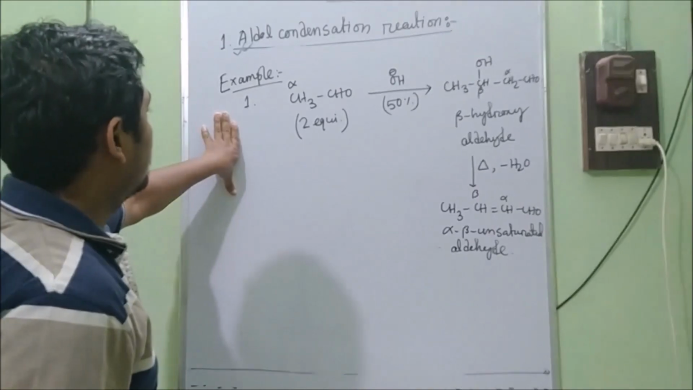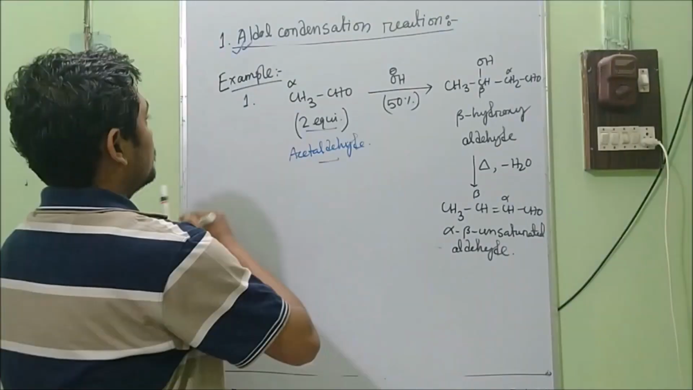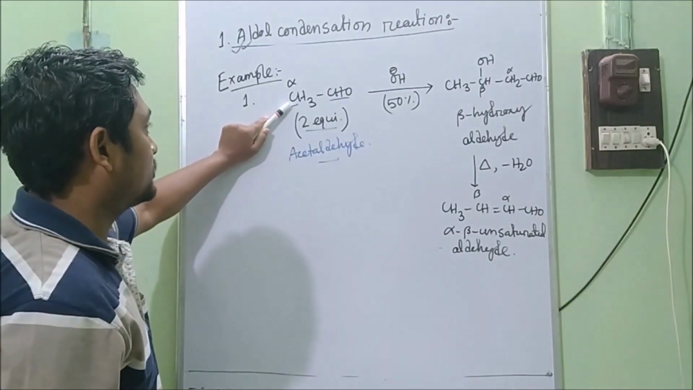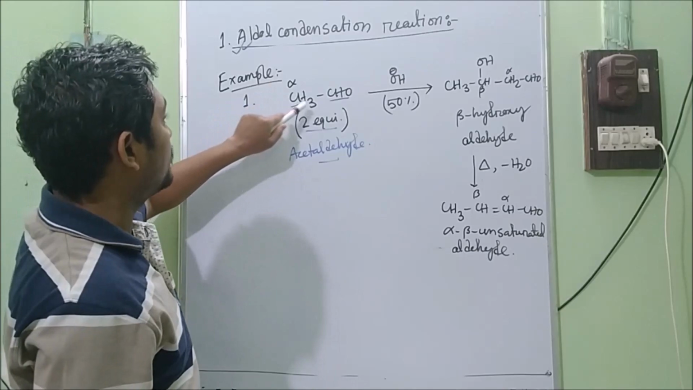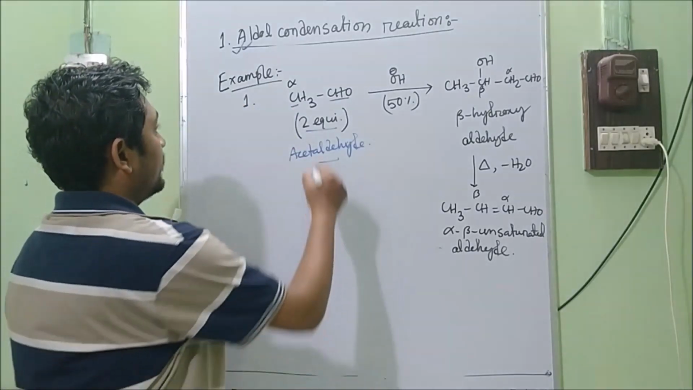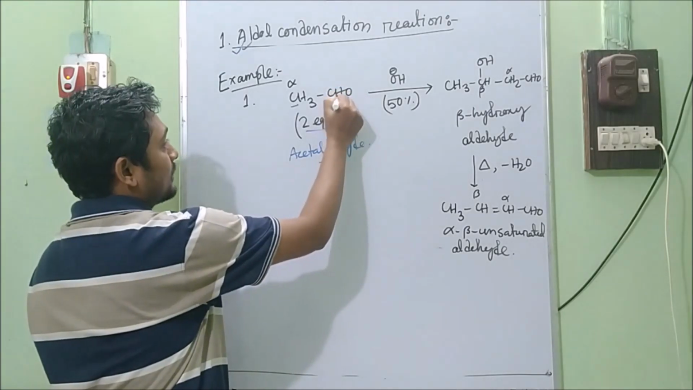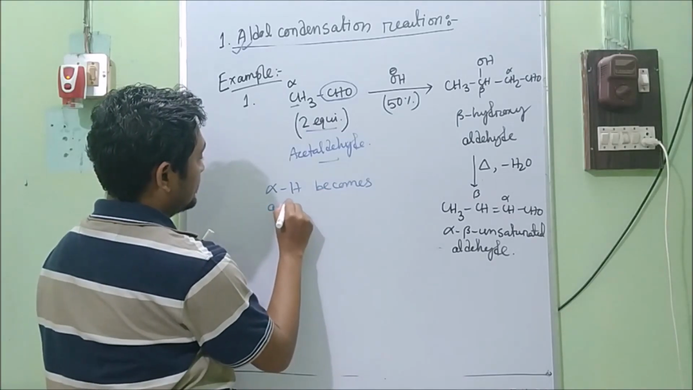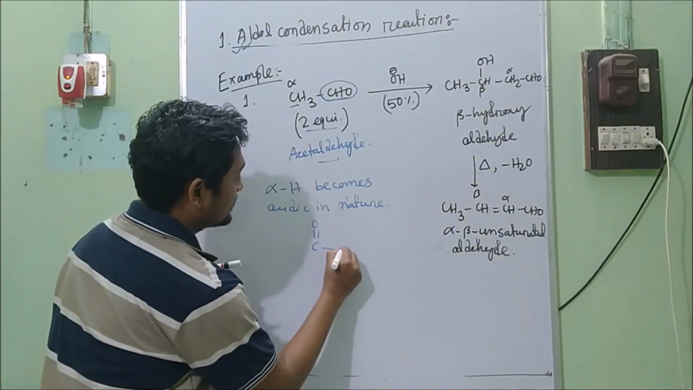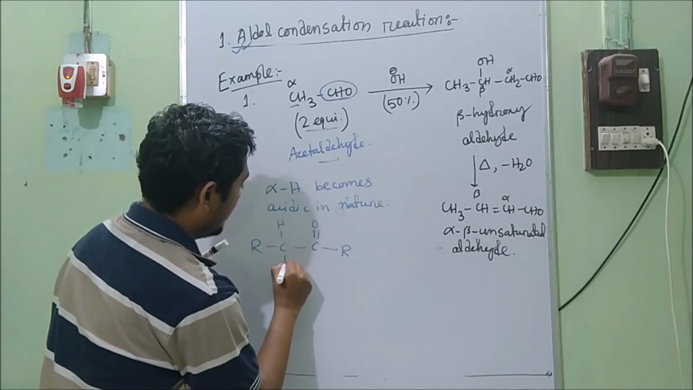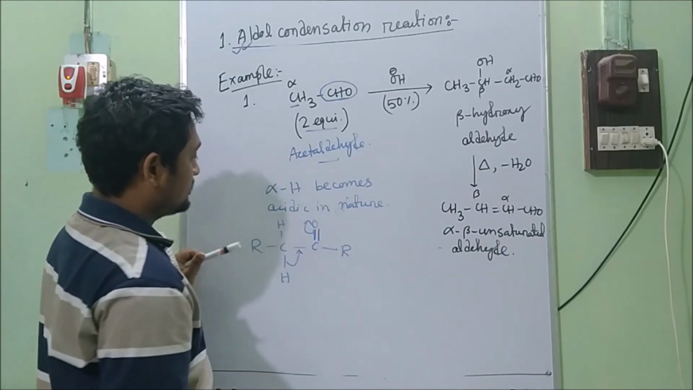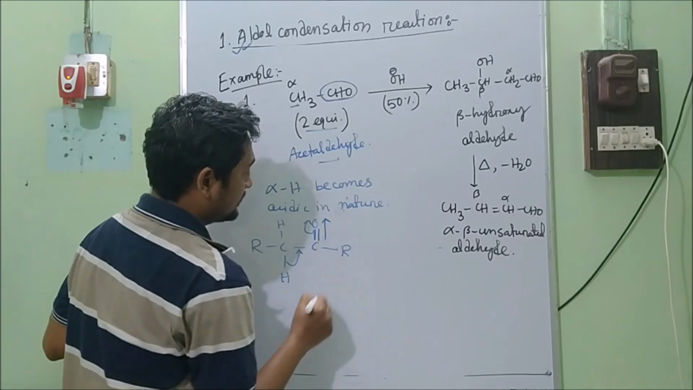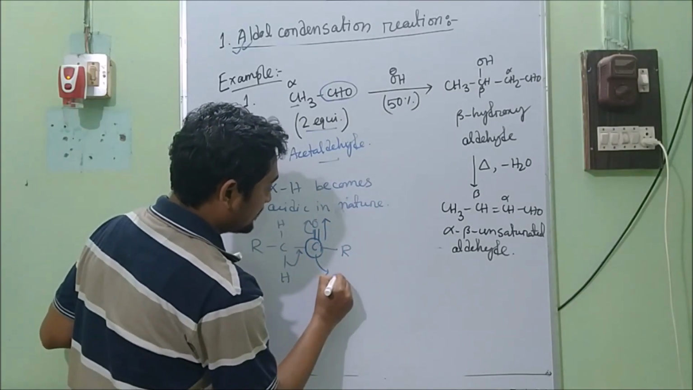Example 1. I have taken acetaldehyde. With respect to this carbonyl group, this is the alpha carbon and it contains 3 hydrogens. So this carbonyl compound contains alpha hydrogen. Because of this carbonyl group, this alpha hydrogen becomes acidic in nature. How? This hydrogen will resonate with the carbonyl group in that way. Because oxygen is electronegative, it will attract the electrons towards itself, so this carbon becomes electron deficient.